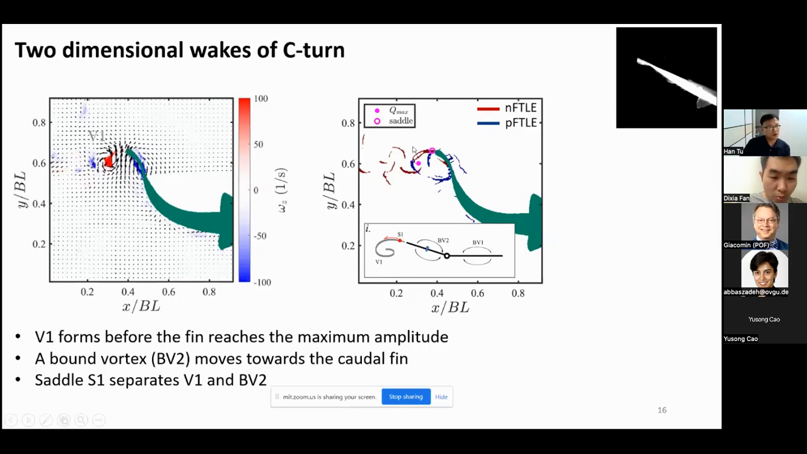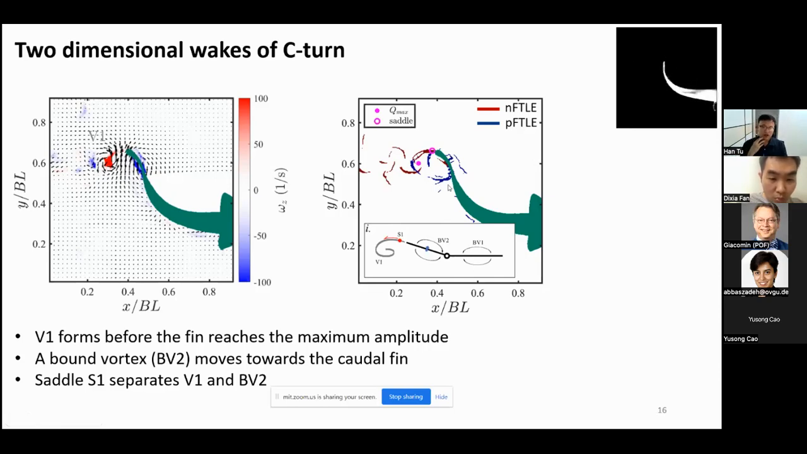Okay. So we also use the Q criterion to find the vortex center by using the maximum value of Q. Here we can see the feeding shear layer of V1, because here is a red region, and there is a saddle point S1 marked by the hollow red circle. This saddle point separates V1 and the bound vortex V2.